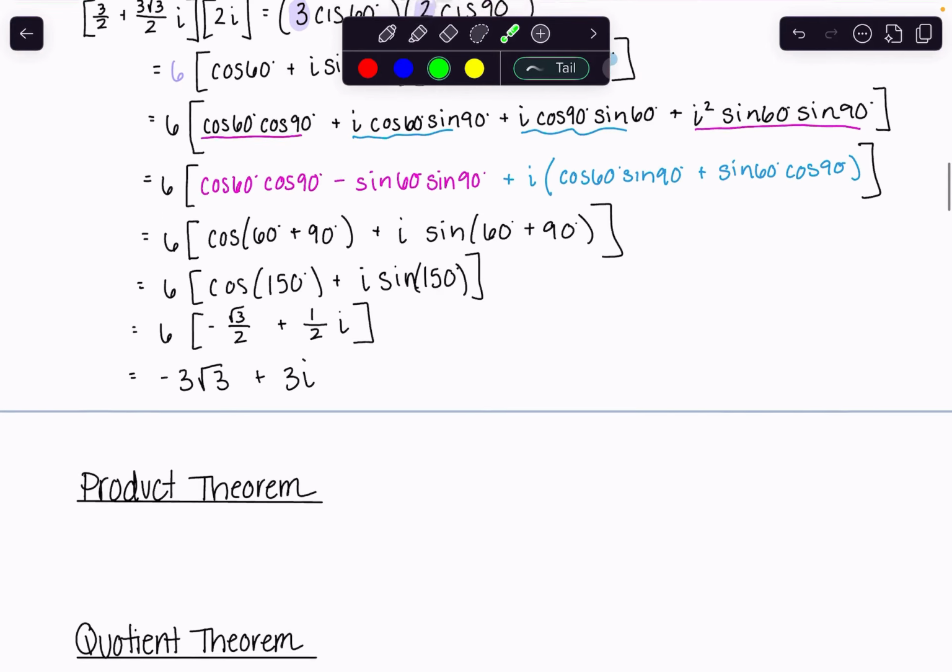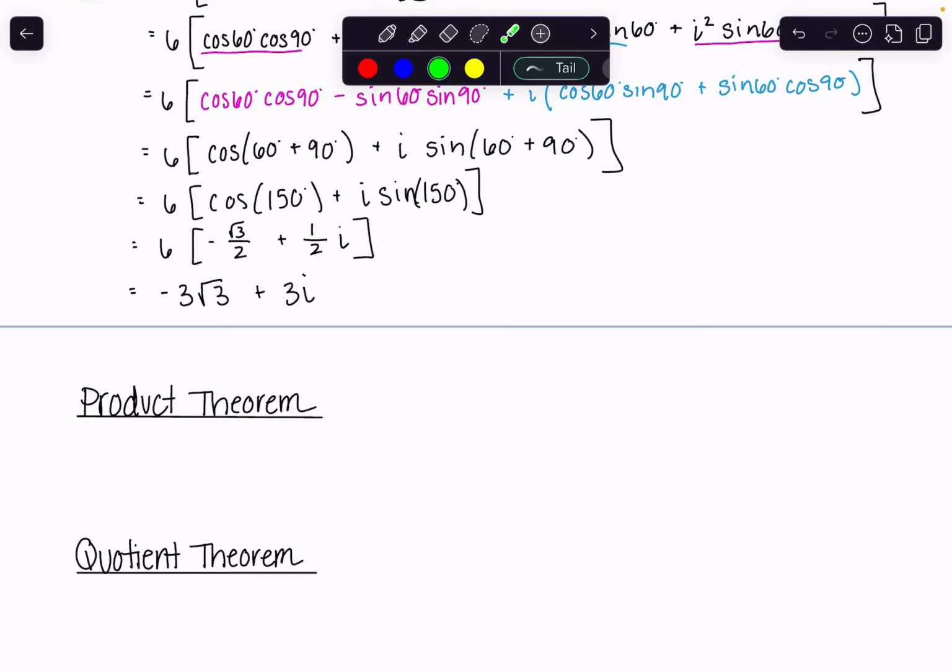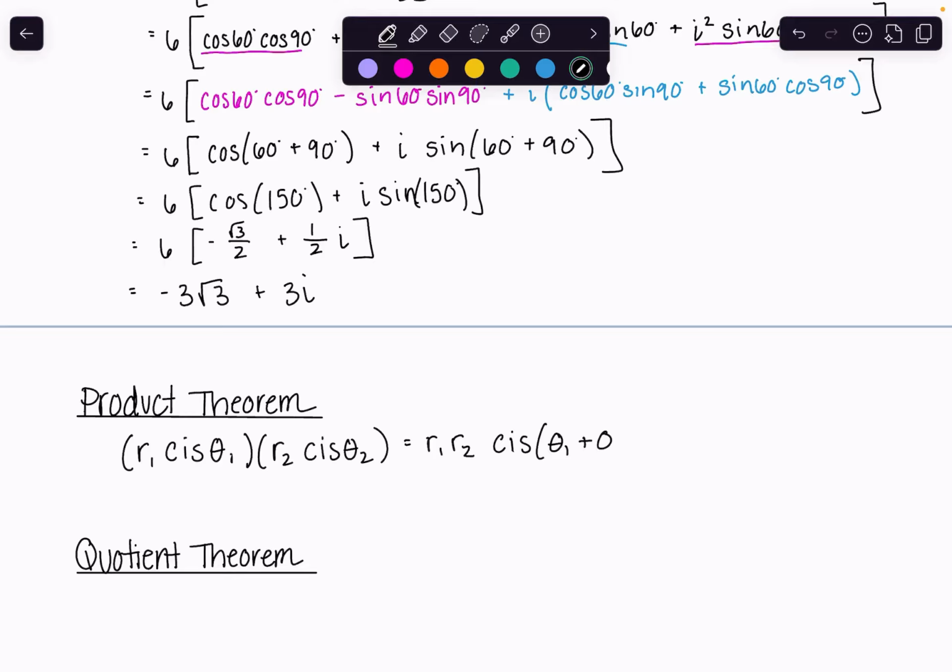So this is exactly our product theorem, and then it also corresponds to our quotient theorem, because that one is very, very similar. So if I take one polar form, or one trig form, where I have R1 cis theta 1, and I want to times that by something R2 cis theta 2, we just go ahead and we multiply the two R values together, and then we add the angles.